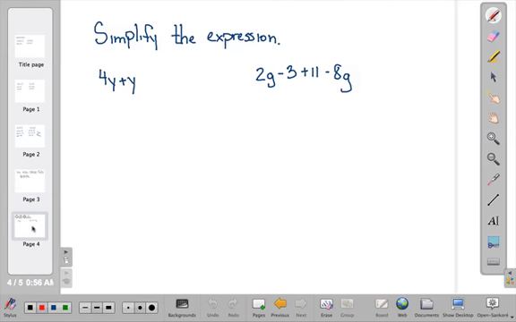So the last thing that we're going to do today is we're going to simplify these expressions. So in other words, we're going to put the things that are alike together. So this first example is very simple. We have 4y plus y. And remember, there's an invisible 1 in front of that y because we have one y right there. And over here we have 4 y's. And those are the same. They're both y's. So we can put them together.